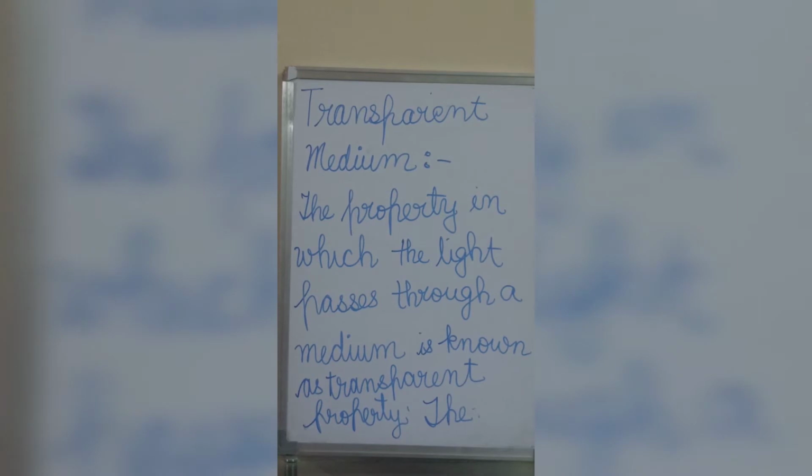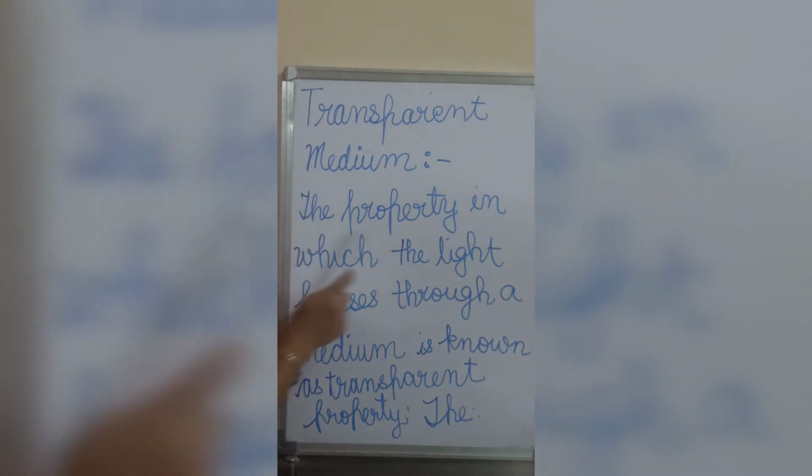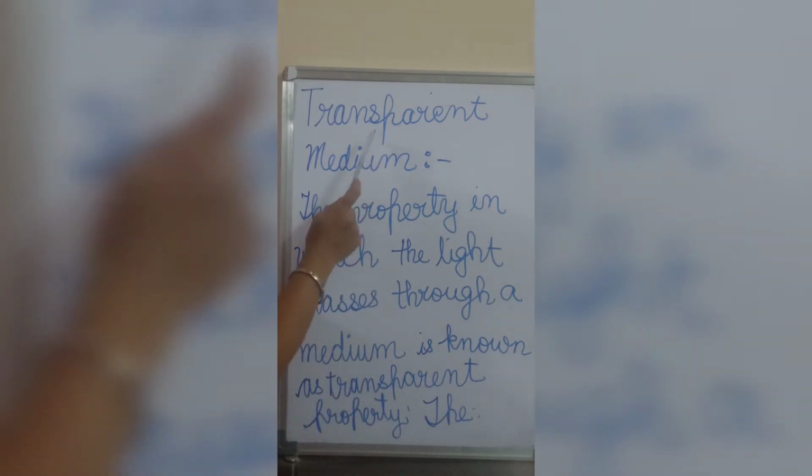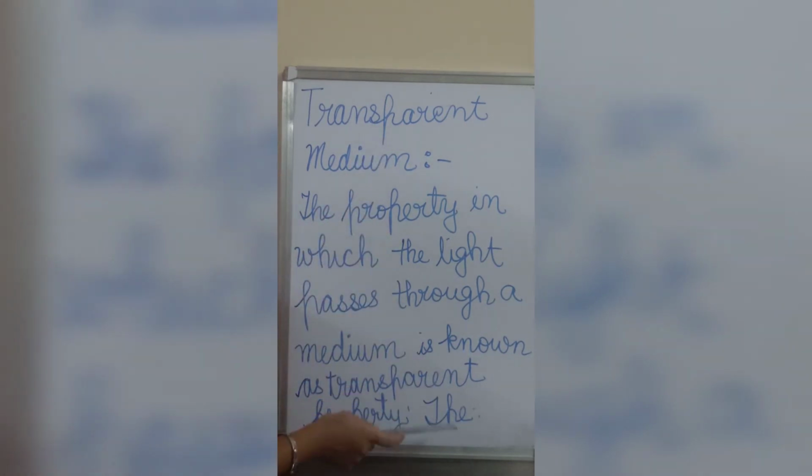Now we will discuss the transparent medium. What do you mean by transparent medium? We will say the property in which light passes through a medium is known as transparent property. If the question is asked, what do you mean by transparent property? The property in which light passes through a medium is known as transparent property. And now I am going to define the transparent medium. What do you mean by transparent medium?